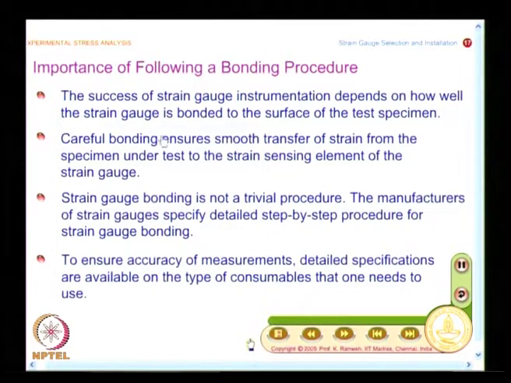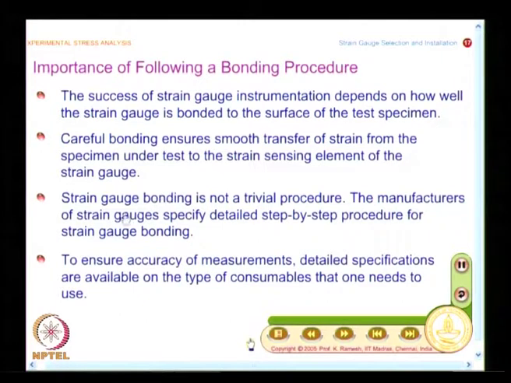So, the basic idea is that the success of strain gauge instrumentation depends on how well the strain gauge is bonded to the surface of the test specimen. It is a very important step. And what is the advantage of careful bonding? This ensures smooth transfer of strain from the specimen under test to the strain sensing element of the strain gauge.